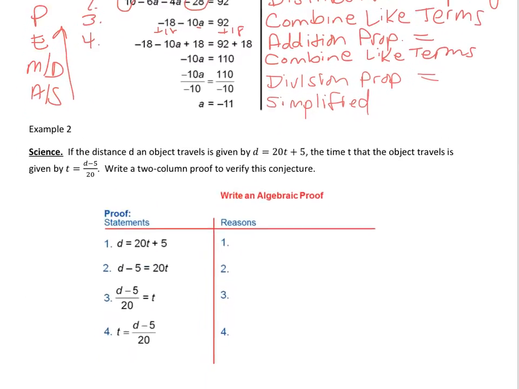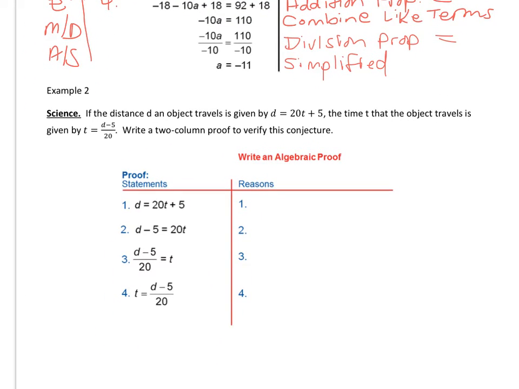Okay, let's move on to another example. Science. If the distance d an object travels is given by the equation d equals 20t plus 5, the time t that the object travels is given by t equals d minus 5 divided by 20. Write a two-column proof to verify this conjecture.